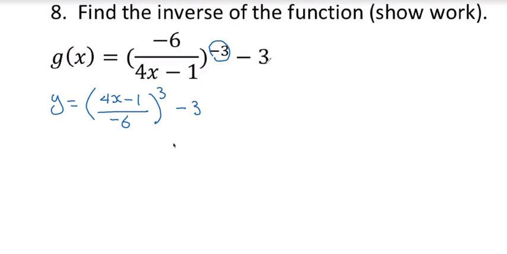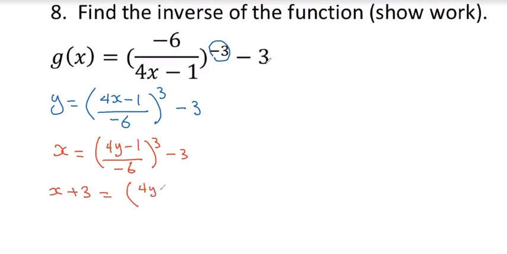To find the inverse, we always change y to x and x to y. So inversing the x and the y, basically. So that's 4y minus 1 over negative 6 to the power of 3 minus 3. Algebraically, now I'm just going to move the negative 3 to the other side. So I'm going to have x plus 3 equals 4y minus 1 over negative 6 to the power of 3.